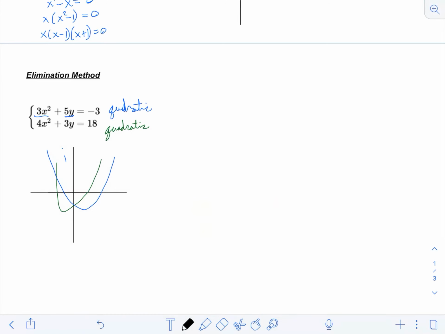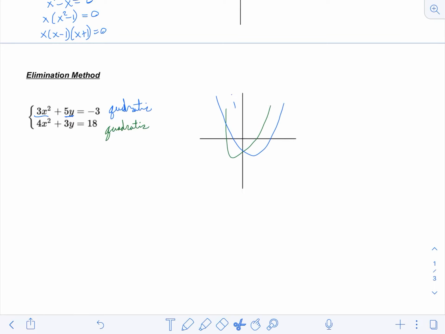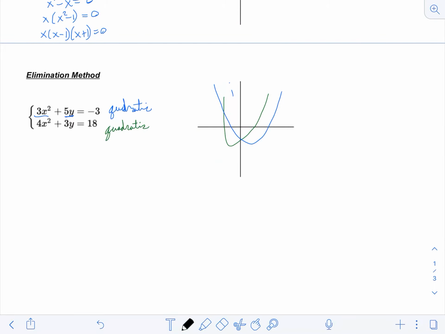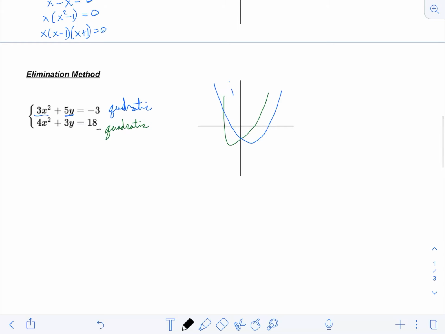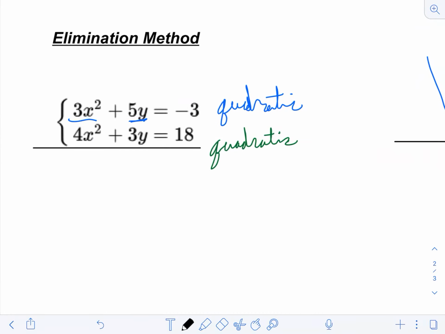Let me rewrite those equations, 3x squared plus 5. You know what? Let me not rewrite them. I'm just going to do elimination right here. Looking at that, if we want to eliminate something, we can't exactly do it right now, so instead, why don't we multiply so we can end up getting rid of these y's.